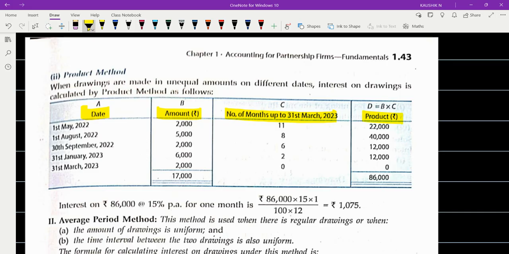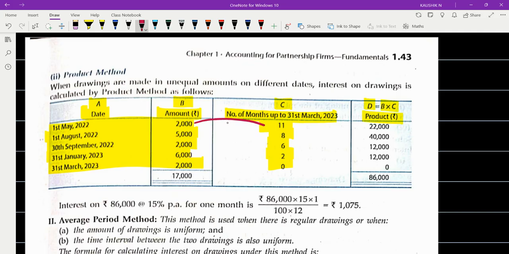You'll mark it in such a way: the first column is A, the second column is B, the third column is C, and the fourth column is D, where you find the product of B and C. That means the amount should be multiplied with the number of months. That will give you the product. These two you know very well, so I need not explain; I explained them earlier. Even this, I know how you have derived it. Now you need to multiply these two.